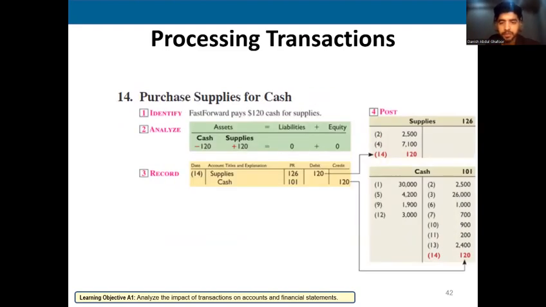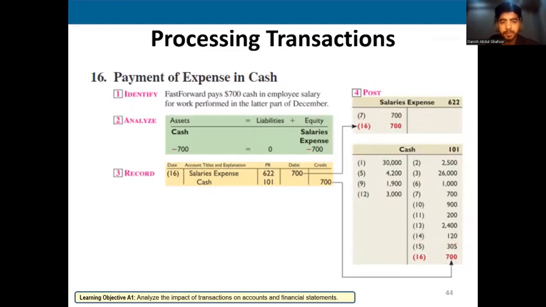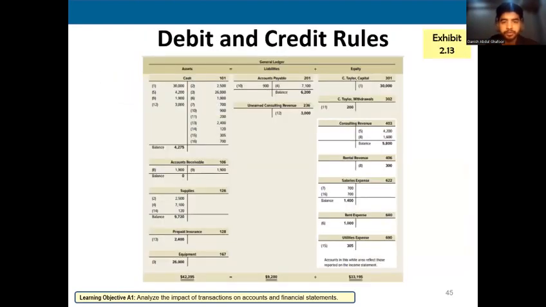Similarly, purchase supplies for cash, payment expense in cash. Now, debit and credit rules. These are all T accounts we just made in previous transactions. Now we can see the cash account head, accounts receivable, supplies. We have all the end balances. And from here, we can take the cash end balance, accounts receivable end balance, supplies end balance, and all these end balances go to the trial balance. That's how it works. From entries, you make T accounts, and from T accounts, you take the end balances to the trial balance.